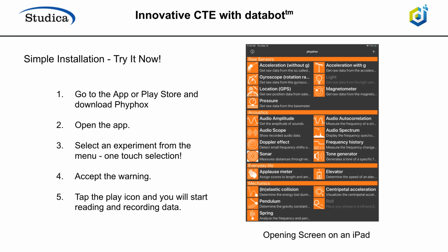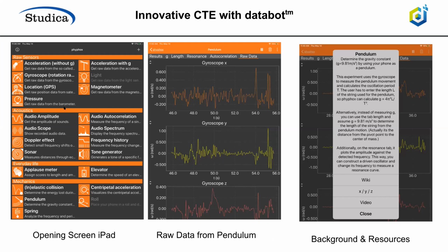All you have to do is go to the App Store or Play Store with your smartphone or your tablet and look up phyphox the way it's spelled there, download it, open it, and it's going to give you this menu, which are all pre-configured experiments that will access the internal sensors on your phone. You tap the little play icon that shows up in the upper right-hand corner after you select your experiment, and it'll start reading data. This is what the process looks like.